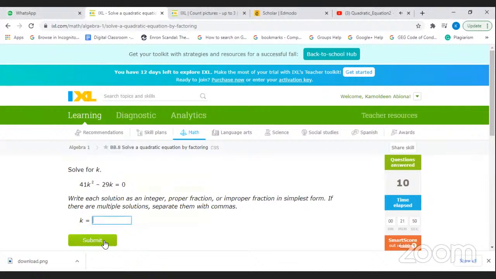So this one too, the same thing. 41 is not common, and nothing is common to them. So when you do it in the same way we did the last one, you're going to have k equals to 0, comma, that's 29 over 41.